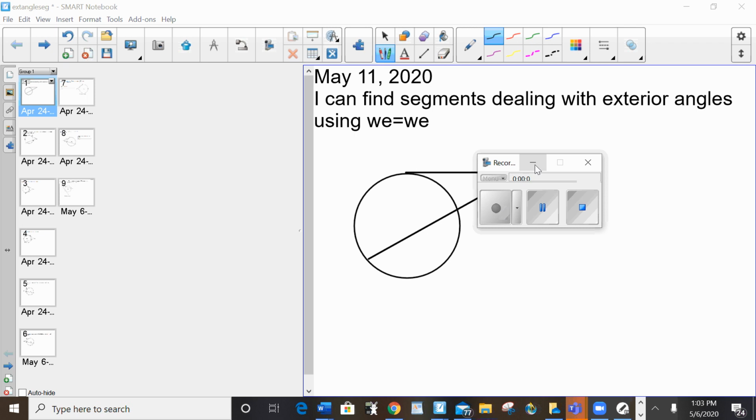Morning. It is Monday, May 11th. Today I can find segments dealing with exterior angles using WE equals WE.